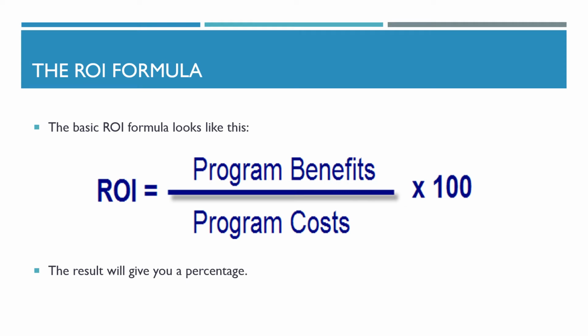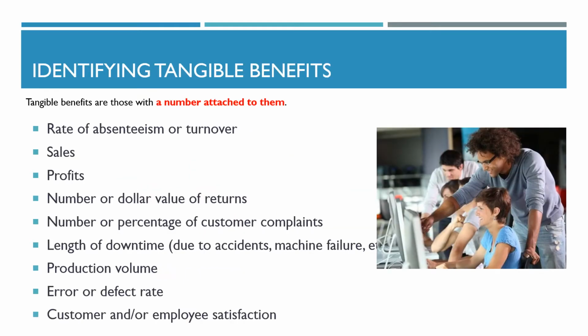The basic ROI formula looks like this: the ROI of training equals program benefits divided by program costs, times 100. The result will give you a percentage. Let's start with the easy ones.